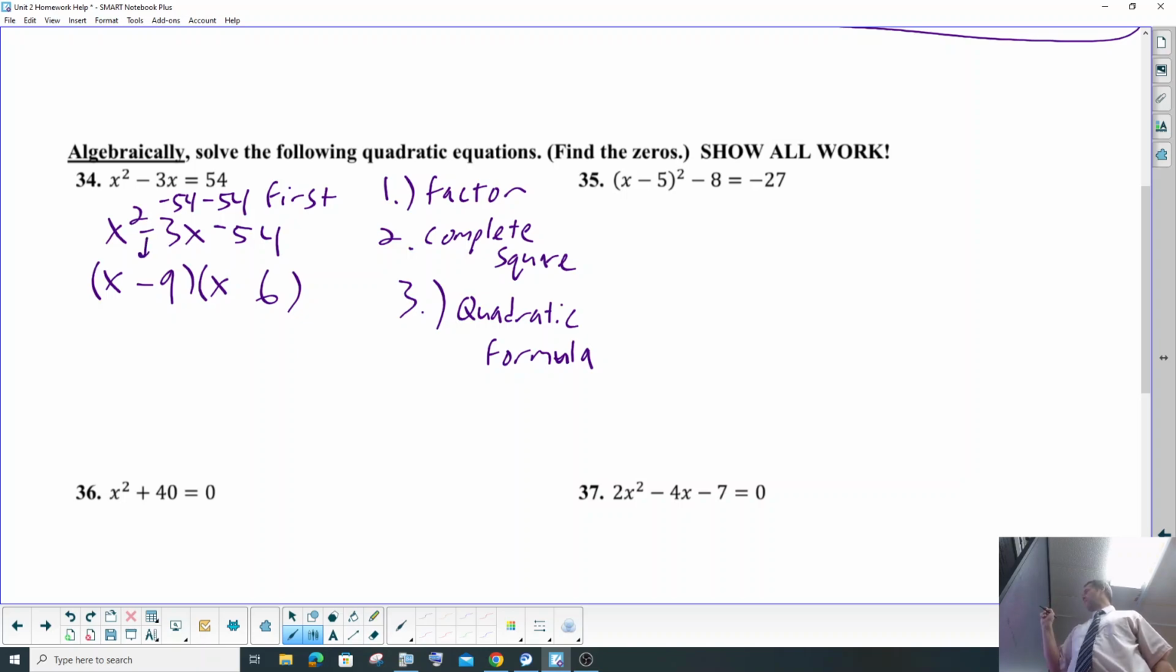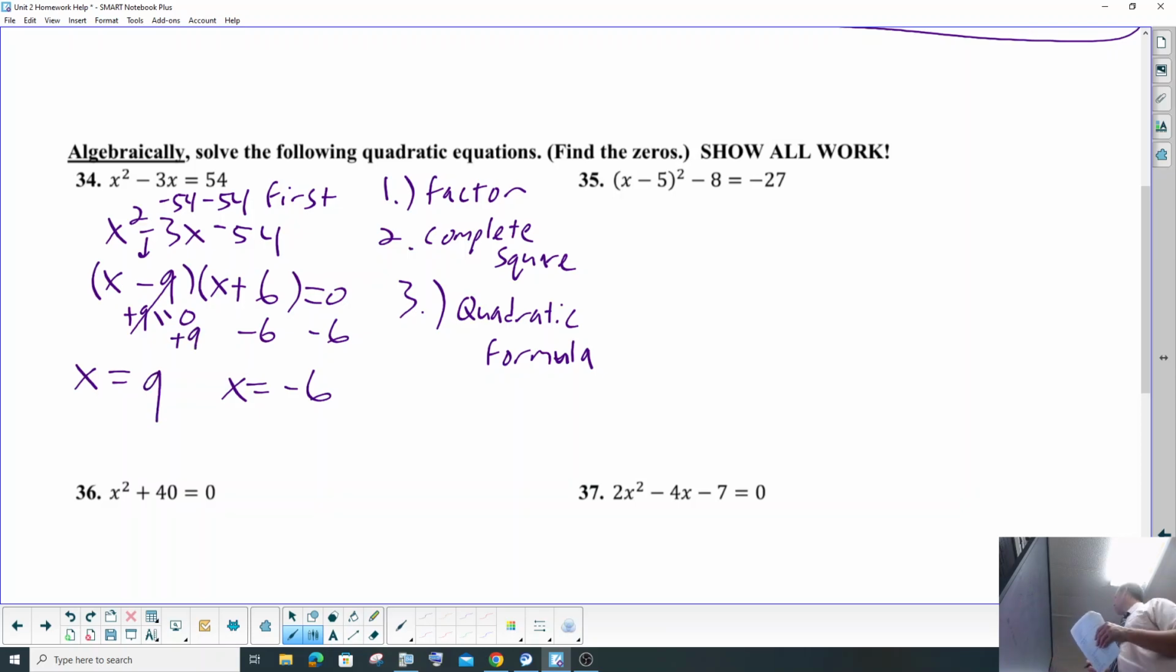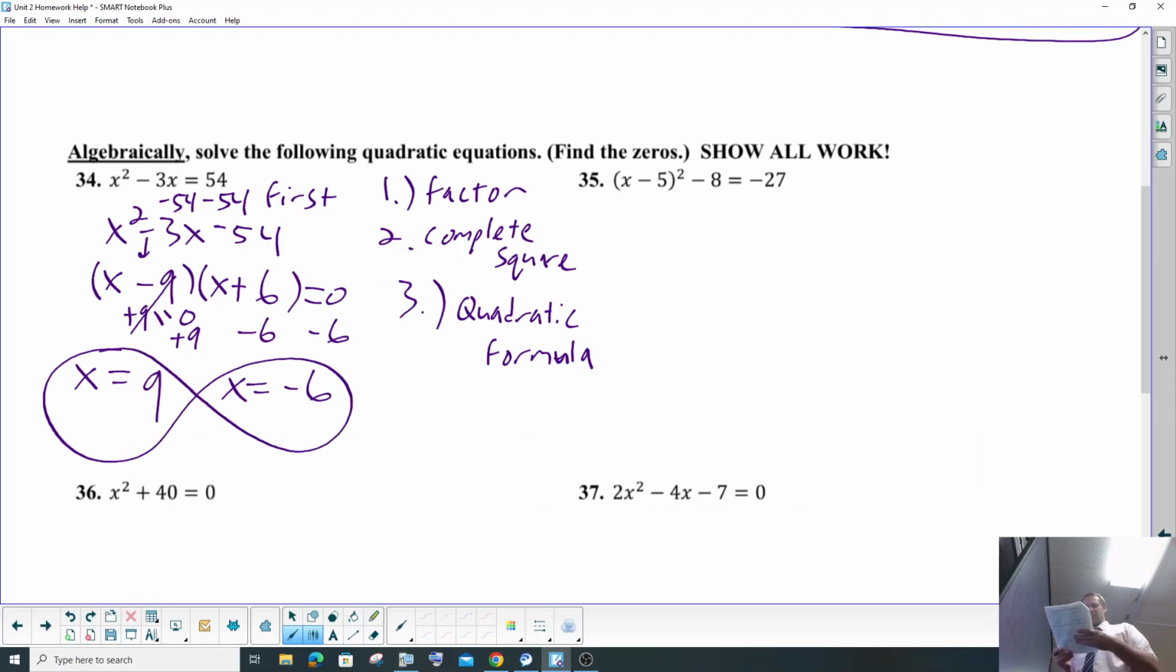So then the sign of the middle term goes with the bigger number. And then we want to solve for x, so we have to set them equal to 0. And so we get x equals negative 6, not negative 3. And then x equals a positive 9. We add 9 to both sides. And so we went ahead and found our zeros at 9 and negative 6.